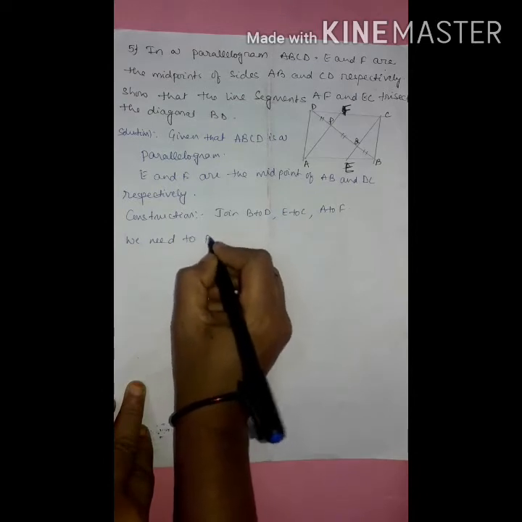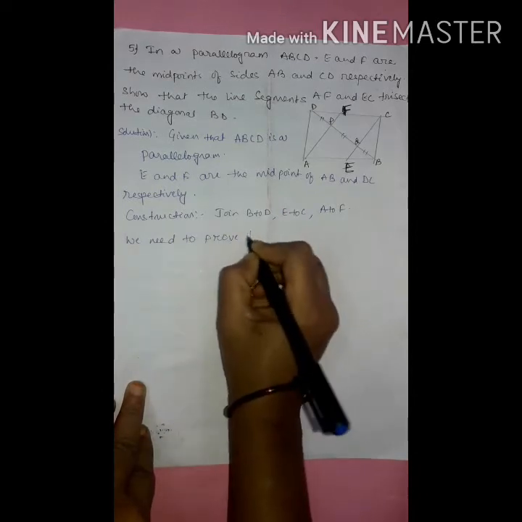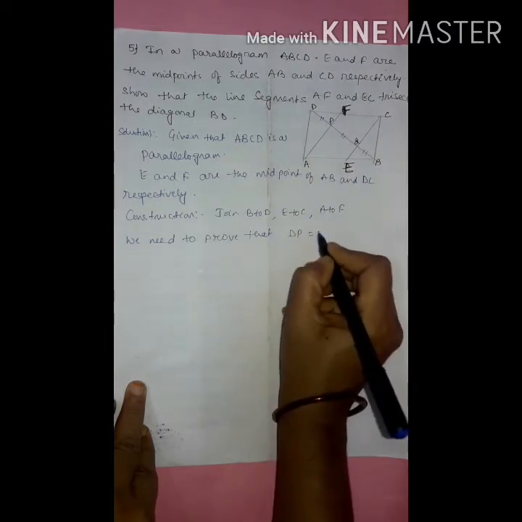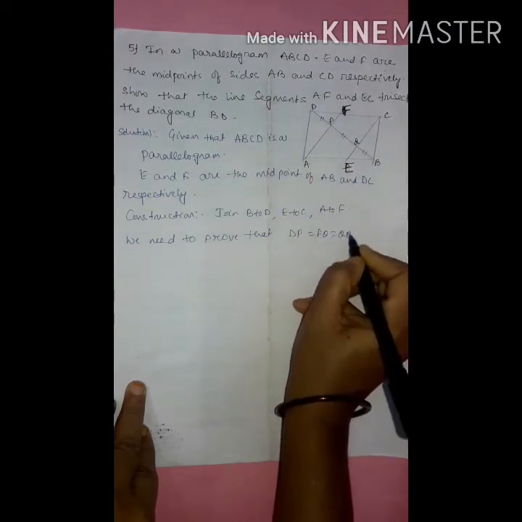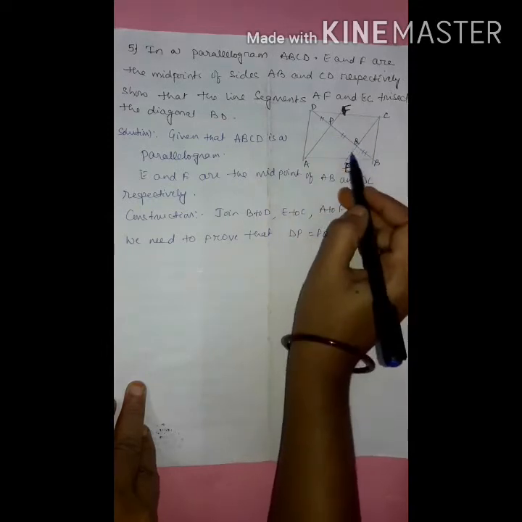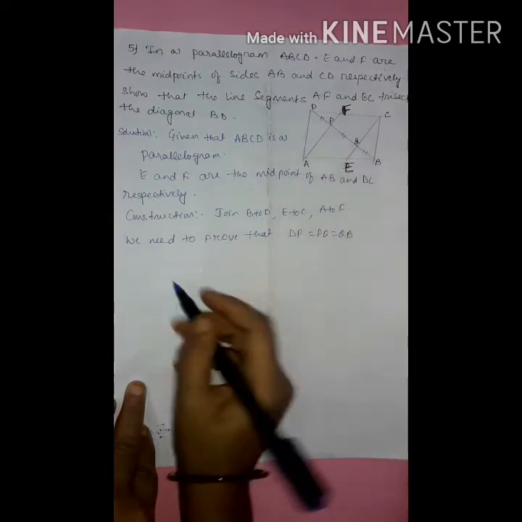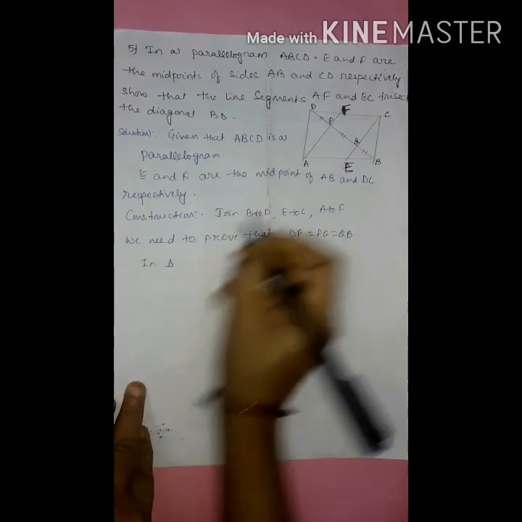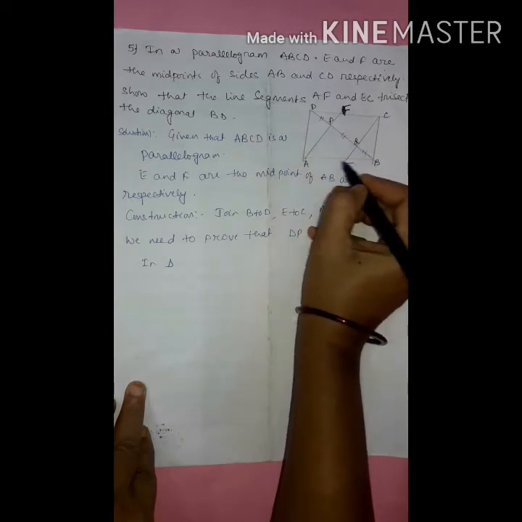We need to prove that DP is equal to PQ is equal to QB, such that it trisects. So what we will do here, first of all we take triangle APB.